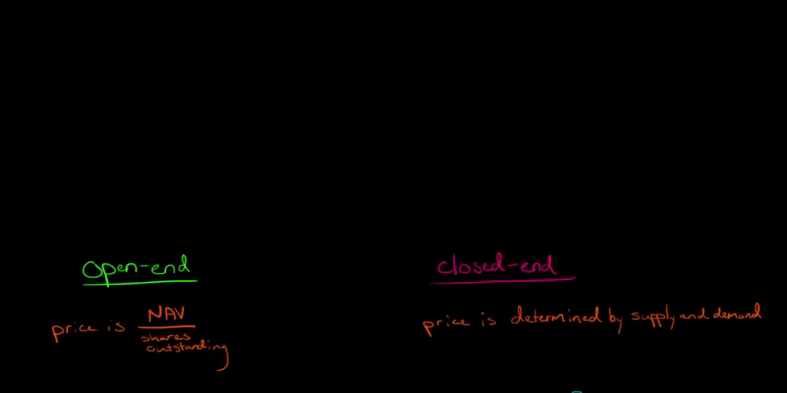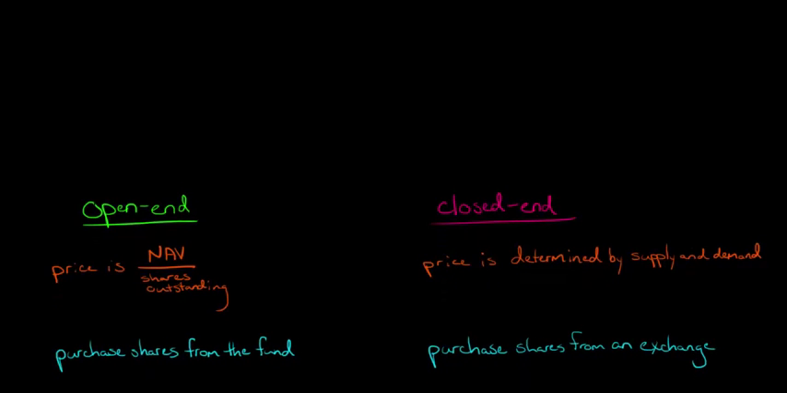It'll trade at a discount or a premium. It'll be at or below this number here. Now, you might be saying, that's weird. Why is that the case? Well, the reason is that with a closed-end fund, you're purchasing the shares from an exchange. So there's an exchange with buyers and sellers coming together, saying, I want to buy shares of this closed-end fund. Other people are saying, I want to sell shares. And so supply and demand is just going to determine what the price is.